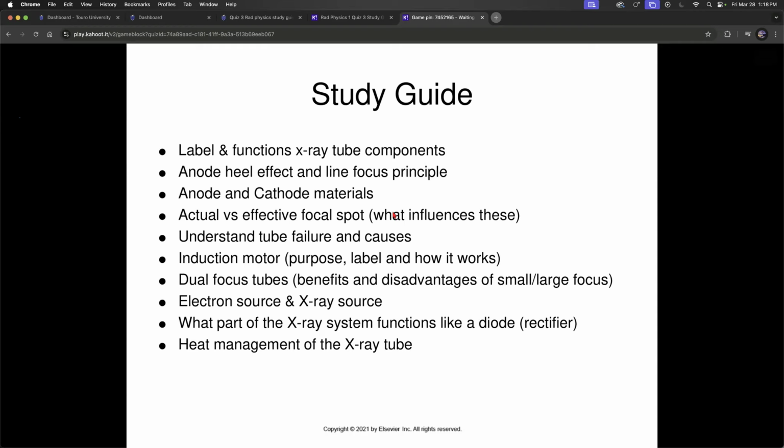So then what's a diode? A rectifier. What's a rectifier do? Current only flows in one direction. Well, what other part of the tube, other system, allows current to flow in one direction? The cathode to the anode, the X-ray tube. Sounds good?